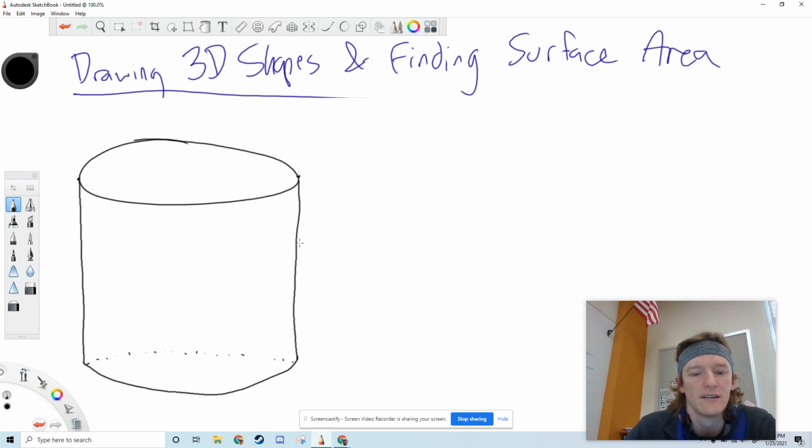We need a height. So we'll say the height here is going to be 8 feet. We need a radius. So the radius here is going to be 4 feet.